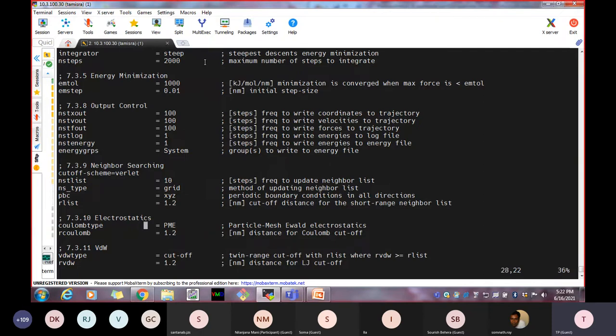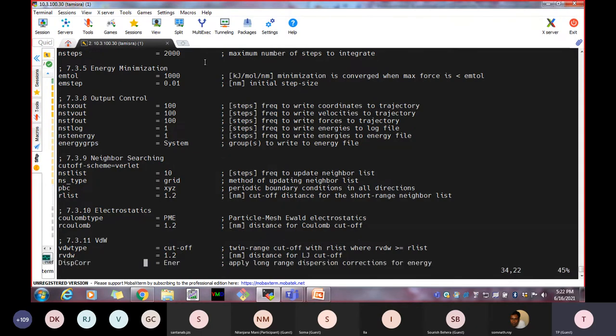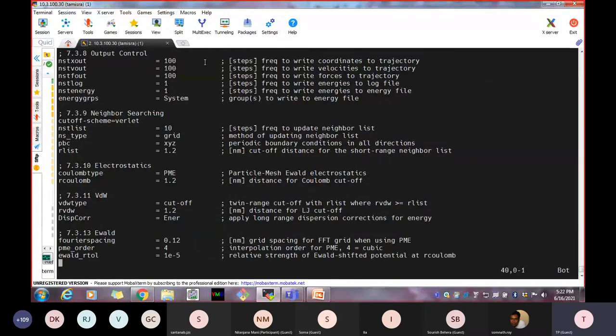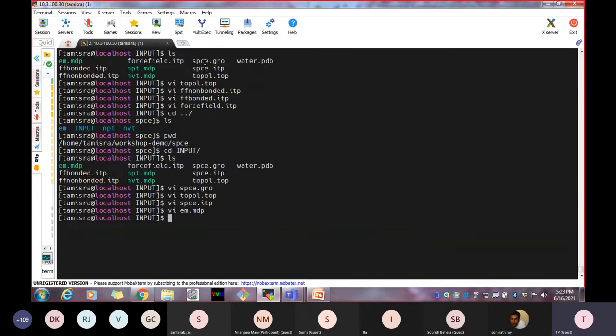And this mainly comes under this Coulomb type, which may be Ewald or PME, whatever you define, and the R Coulomb. And for this Ewald method, you have to give a Fourier spacing grid in the reciprocal space, and the PME order, and the ewald rtol is the relative strength of the Ewald shifted potential. So all these things, in principle, even if you don't give them, GROMACS already takes some default values for the system. Otherwise, you can also mention it here, in this MDP file.